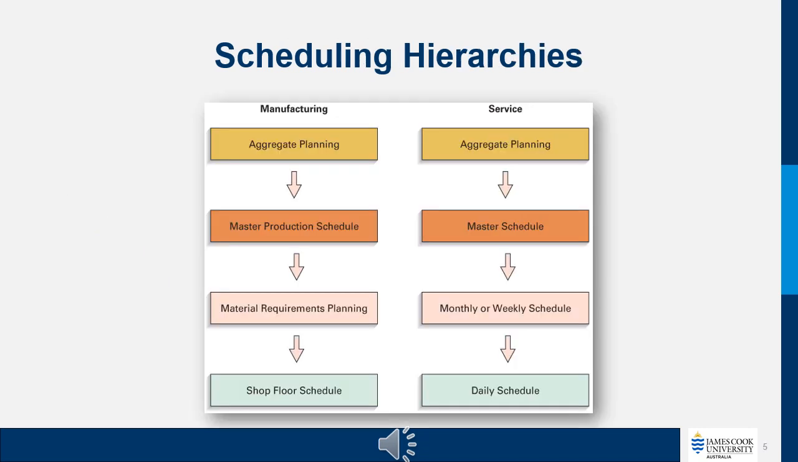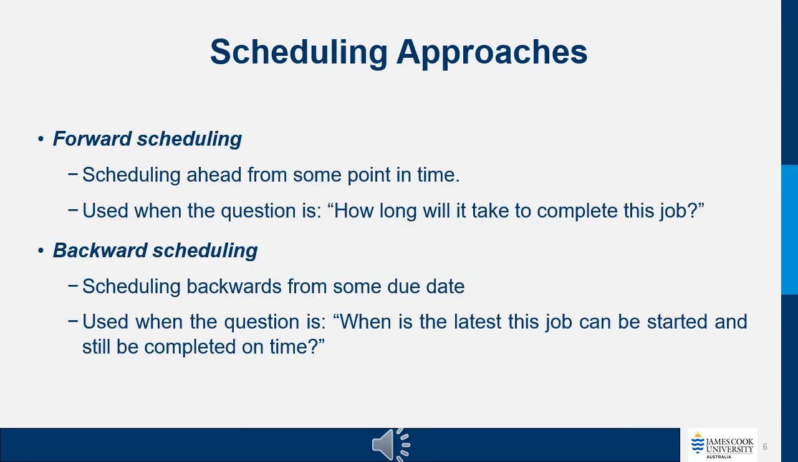When we talk about scheduling, the hierarchy in manufacturing and services is slightly different. As you can see, in manufacturing, we have aggregate planning, master production schedule, material requirement planning, and shop floor schedule. Then in a service, we have aggregate planning, master schedule, monthly or weekly schedule, and also daily schedule. So we do have two different scheduling approaches.